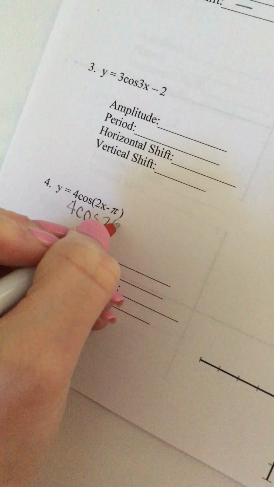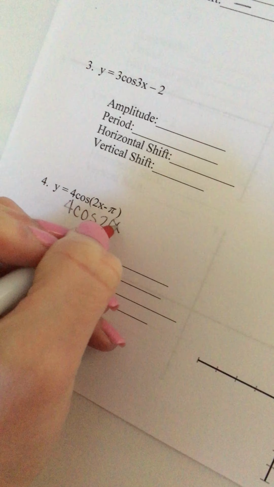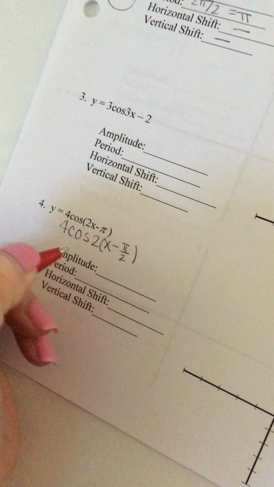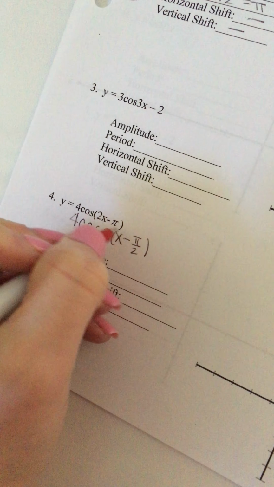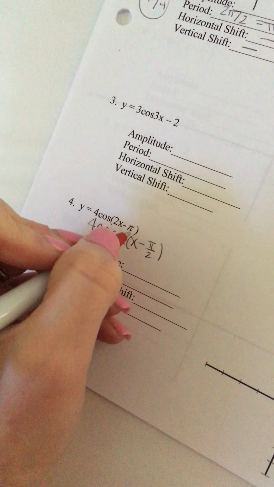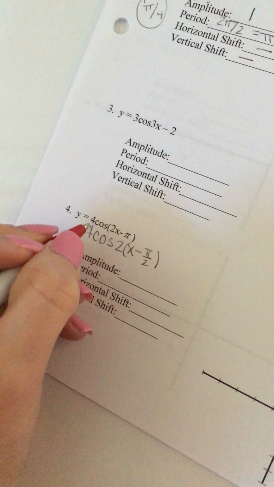So take out a 2. I'll be left with x minus pi over 2. If you factored right and you multiply through, you'll get what you started with. So 2x minus pi would be what I would get. All right, my amplitude here is 4.